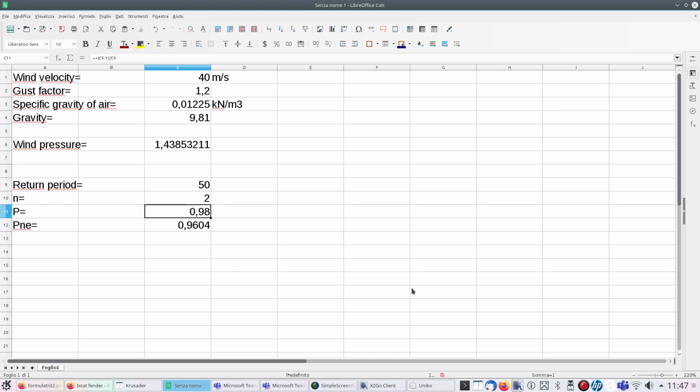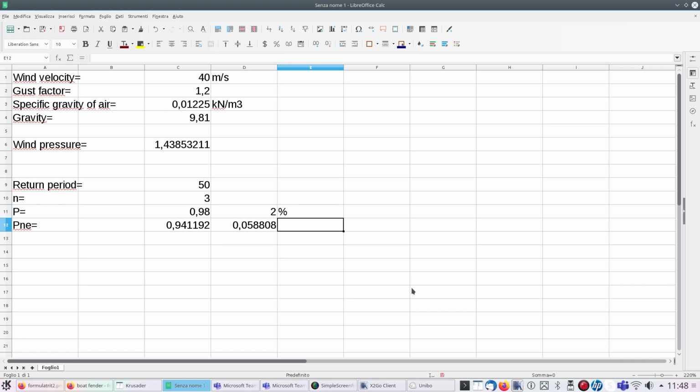Perfect. For 2 years, it goes down. This is not exceedance. It goes down to 0.96. 3 years, 0.94. Keep in mind, if the probability of not exceedance goes down, it means that the probability of exceedance increases. And the probability of exceedance, we can compute it here. Let me put it here, it is just 1 minus this. So it's 0.02, the probability of exceedance. For 3 years, it goes up to 0.05. Let me put it in percentage because it's more clear.